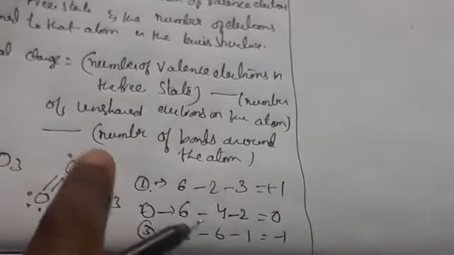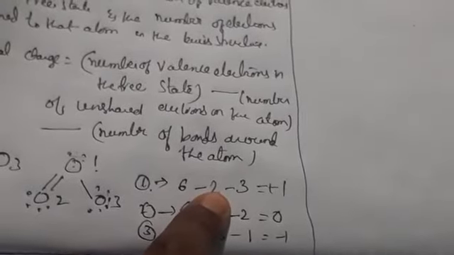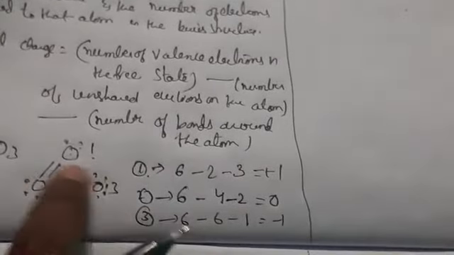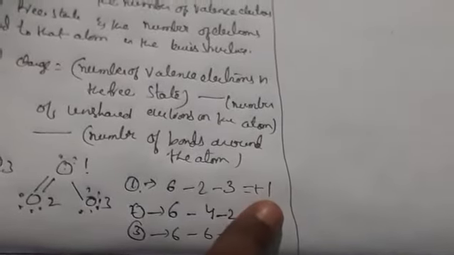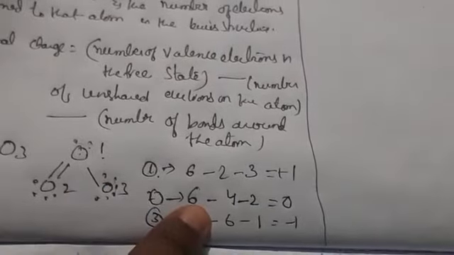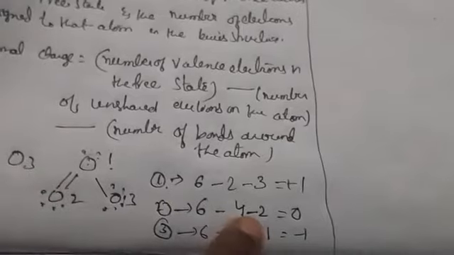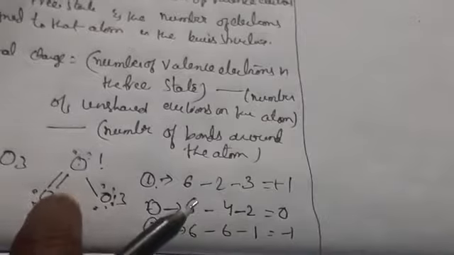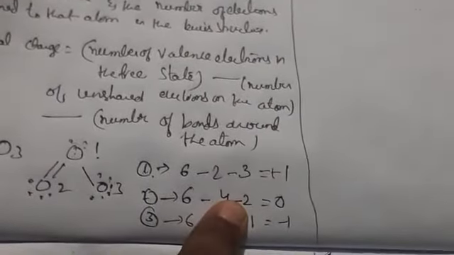How many electrons has it left unshared? First atom, 2 electrons it has not shared, that's why I have written 2. Number of bonds around the atom: how many bonds are we having? 3 bonds, so that's why I have written 3. So it is getting plus 1. If you take the second atom, in the free state the valency of oxygen is 6. How many unshared electrons? 1, 2, 3, 4. 4. How many bonds is it representing? Oxygen is representing only 2 bonds. That's why I have written 2.